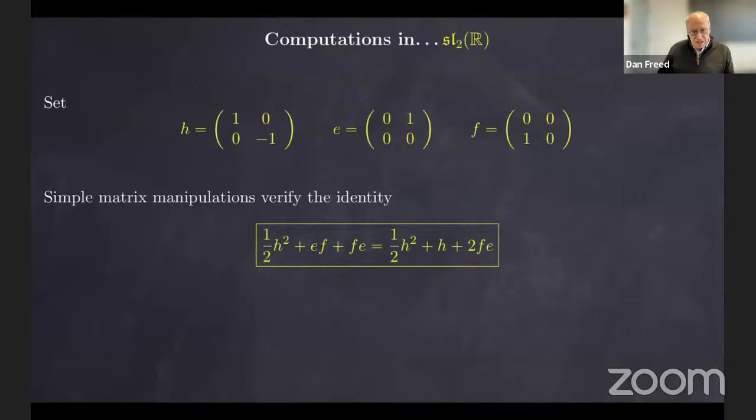And you found that it's the scalar matrix, multiplication by 3/2. So that's an identity not in SL2R, right? Because this matrix, for example, does not have trace zero. So the product is not happening in SL2R, but it's happening in 2x2 matrices.